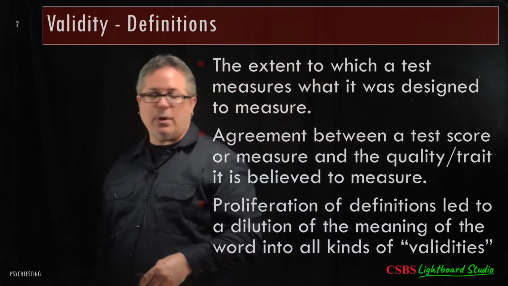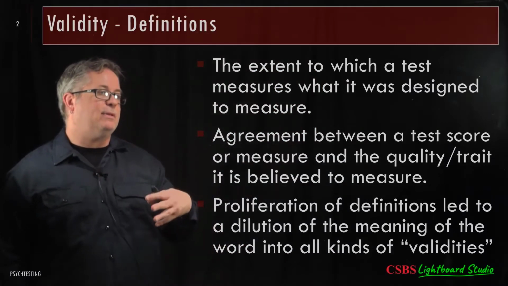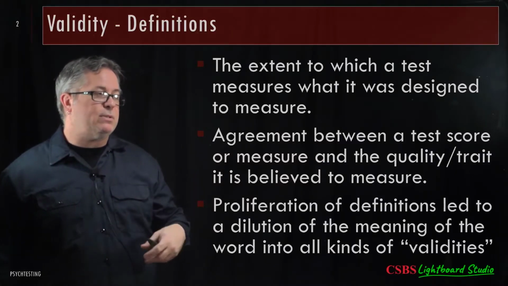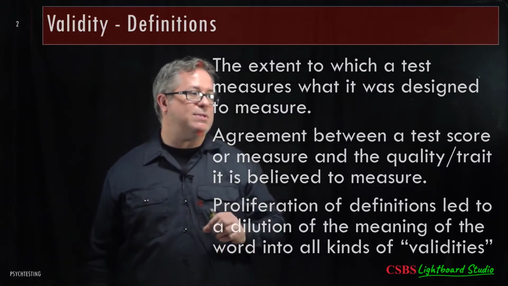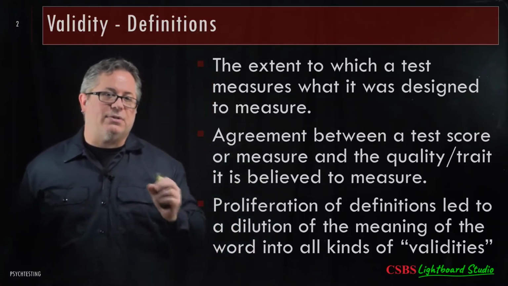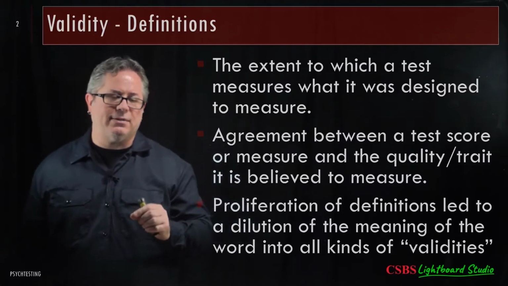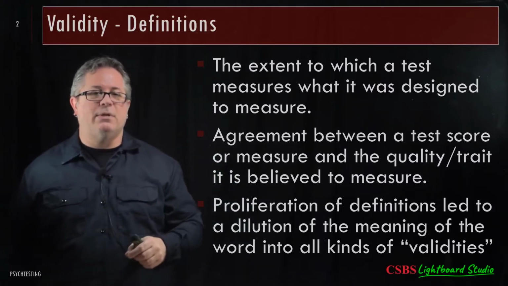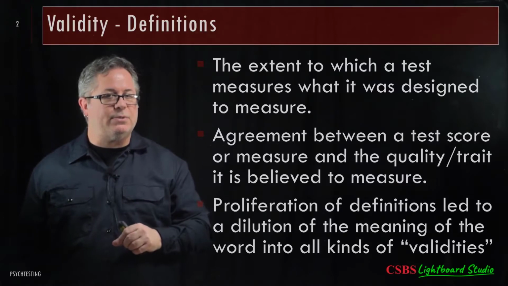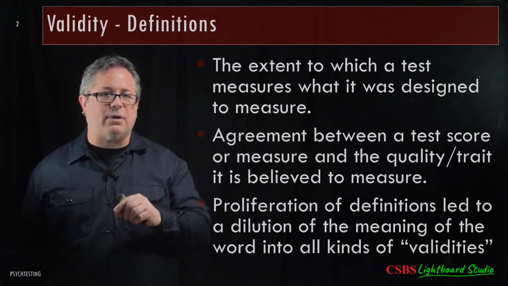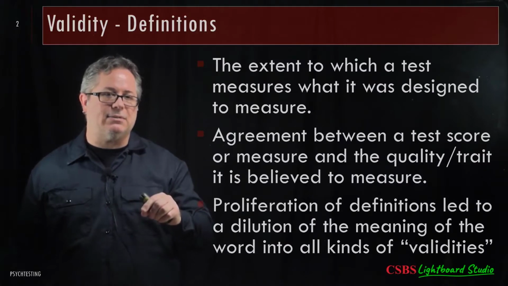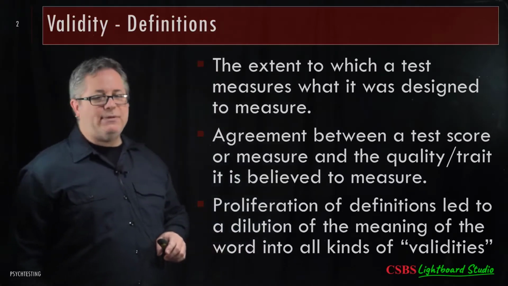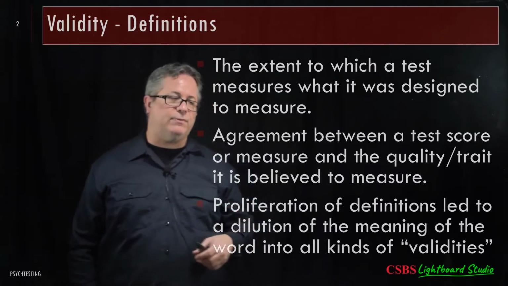So the problem with defining validity is that there are lots of different ways people think about validity. Validity in terms of measurements is the extent to which a test measures what it was designed to measure. So it's sort of on target. You develop a depression inventory and it actually measures depression. That's separate from reliability, which is a measure of how consistent a scale is. So validity is the agreement between a test score or measure and the quality or trait it is believed to measure. That's what we're targeting here.